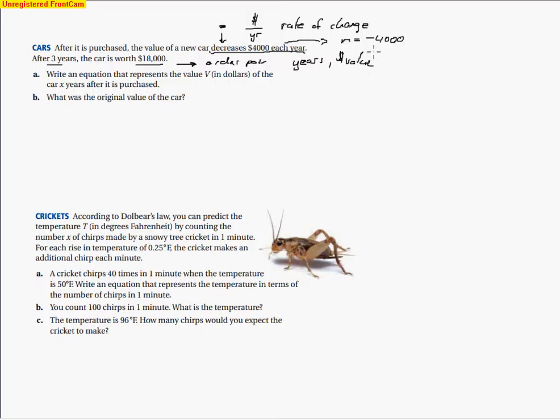And so we've got our x values in years, y values in dollars. The years affect the value. And so they want to use v for dollars and x for years. So instead of y minus y1, it's going to be v. So v minus the 18,000 equals, and that was the y value here. So again, the ordered pair was 3, 18,000.